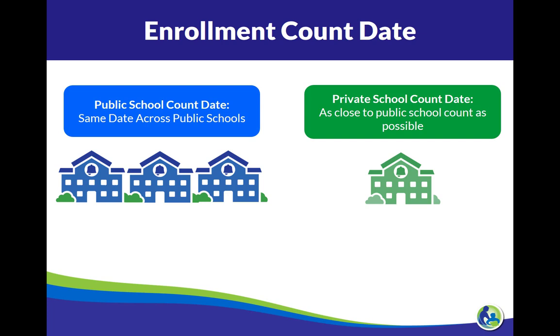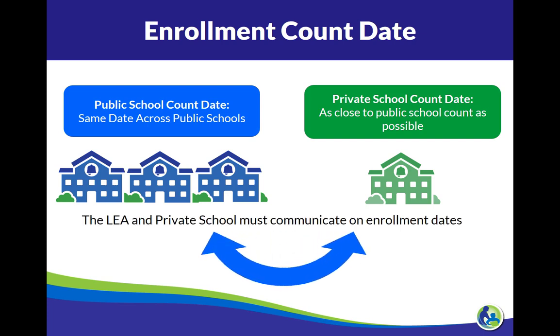It is also essential that the private school enrollment count is done as close to the public school count as possible. This means that if the public school enrollment count was from January of the previous school year, then the private school enrollment count should be from around that same time as well. It is necessary for the LEA to communicate the public school enrollment count date to private schools and to ensure the private schools are also able to do an enrollment count around the same time.